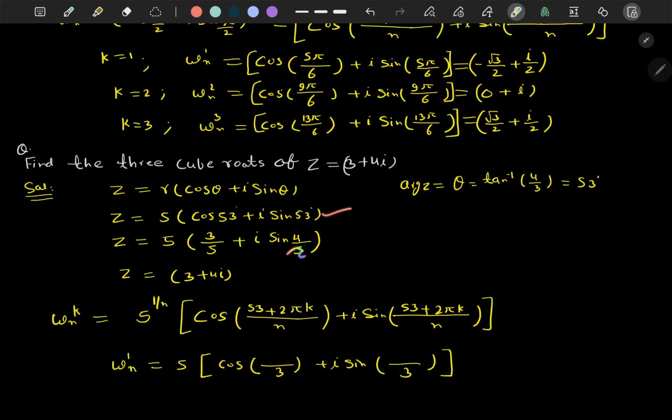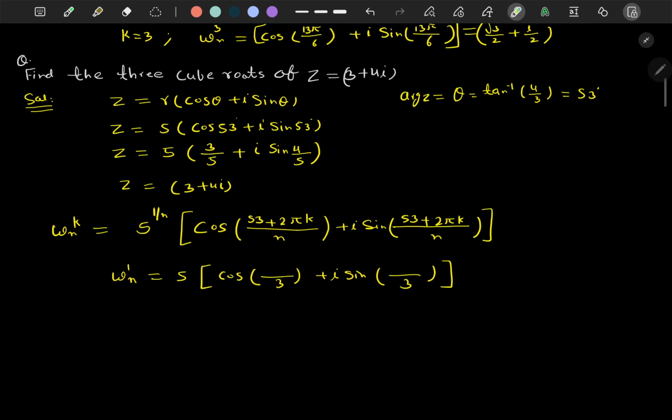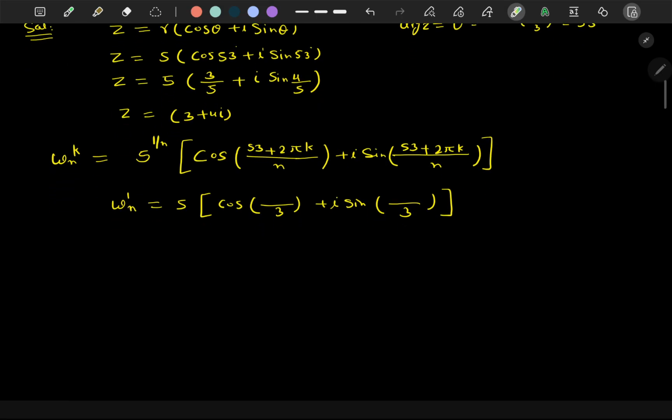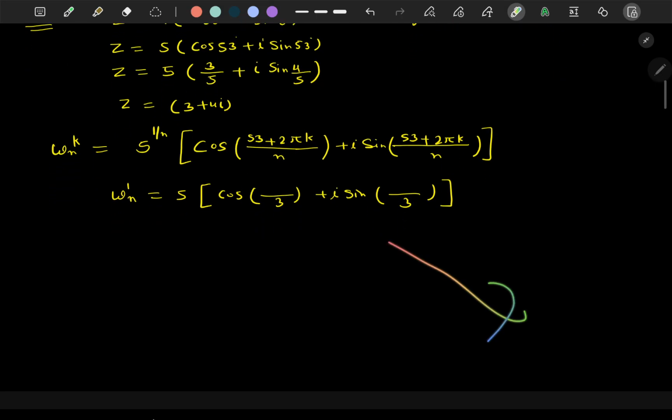So cos 53 plus iota sin 53, when you do this, you will get it like this, and z equal to r raised to power 1 into cos of theta plus 2 pi k, plus iota sin of theta plus 2 pi k. So you can solve it further. I hadn't solved it, but we can solve it now. We just have to put the values of k, and you will get the answer.